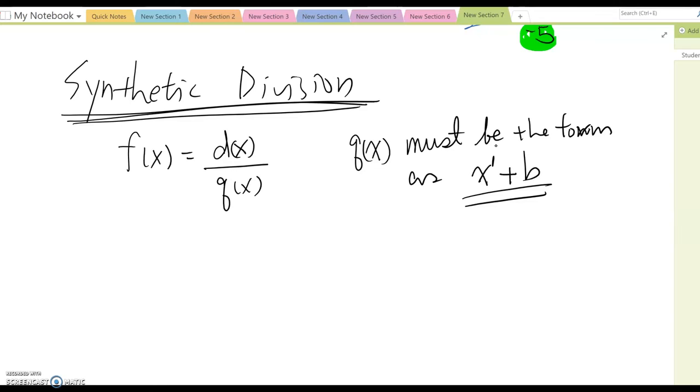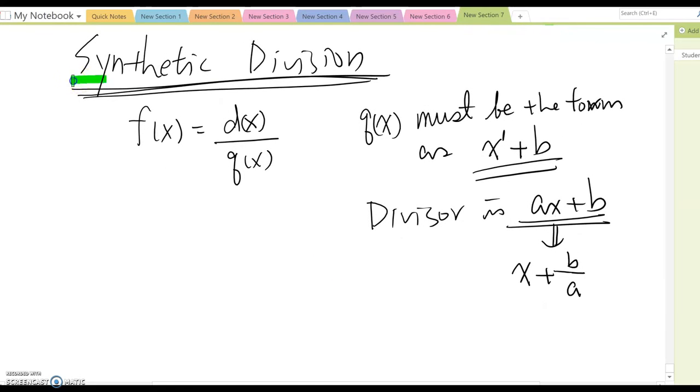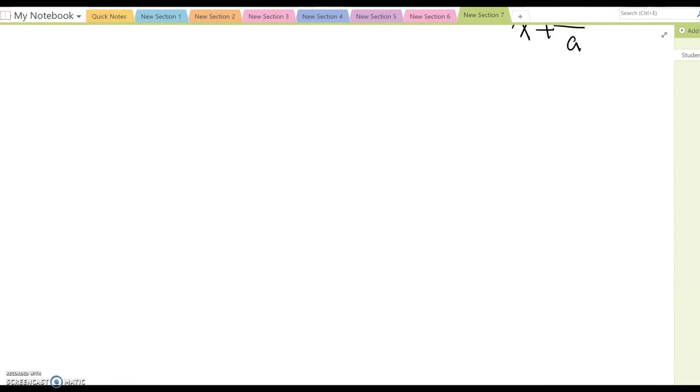And if the divisor is like ax plus b form, then this one must first be switched to x plus b over a form. Okay? And another thing is, when we use synthetic division, we only use the coefficients of the dividend and just the opposite number of this number from the divisor. Then let's see one example here. So page 107 again.